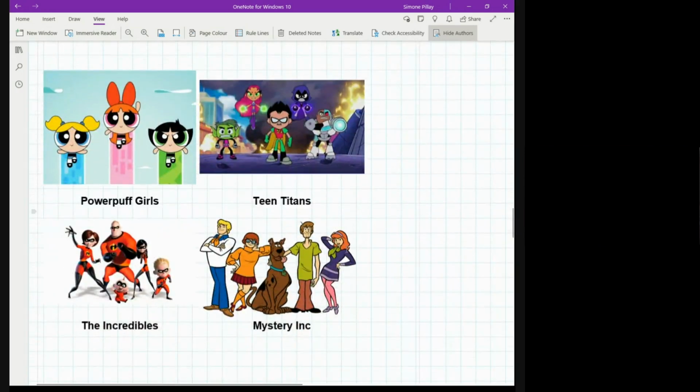Moving on, we have more superhero groups, I guess. Now we're moving on to cartoons. We have Powerpuff Girls, Teen Titans, The Incredibles, and the group inside the Scooby Doo thingy is called Mystery Inc. I don't know. Truly, I love the Powerpuff Girls. I used to watch Teen Titans all the time on Disney XD. I think that's what it was.